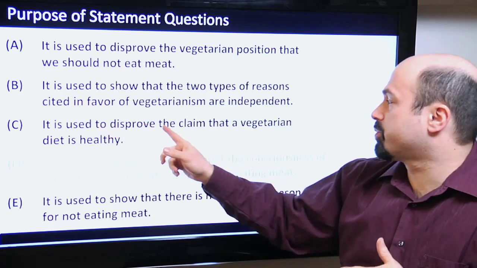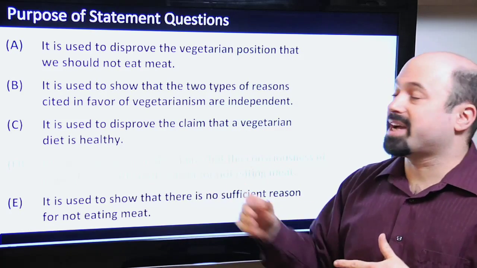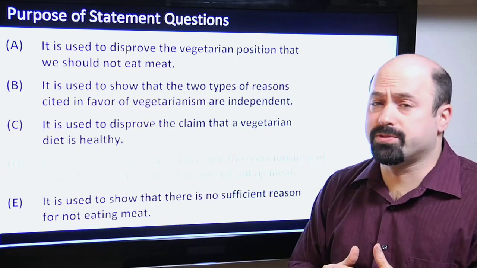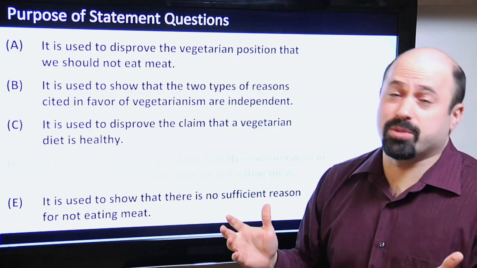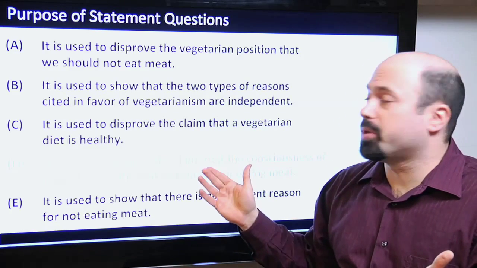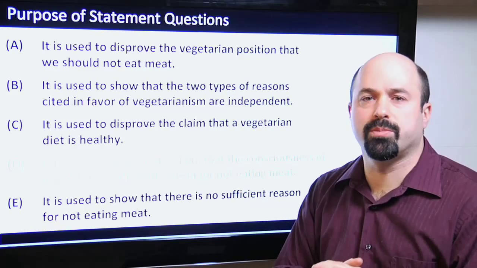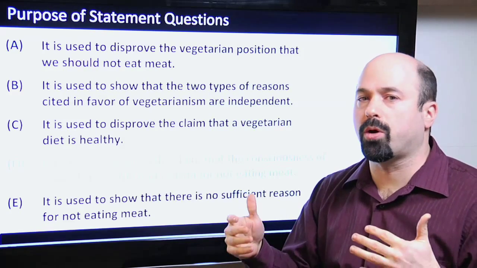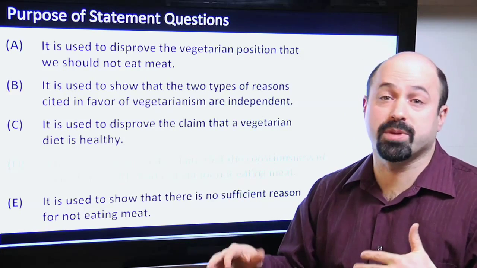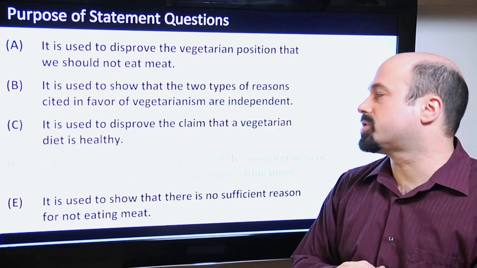It is used to disprove the claim that a vegetarian diet is healthy. Well, first of all, that's a circular argument at best, but the author's claim is much more limited. The author is just saying that one argument isn't enough. The aversion argument isn't enough. So C is too extreme.